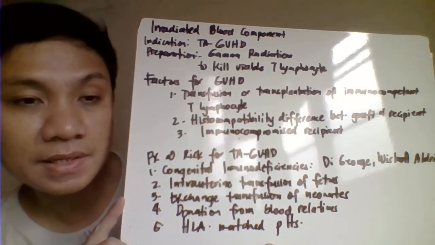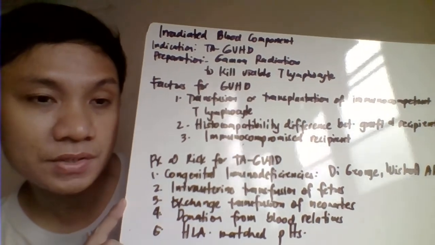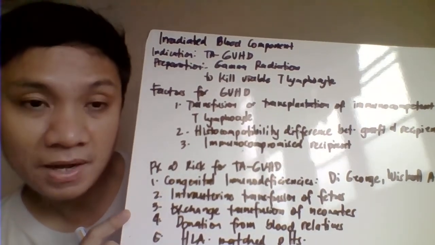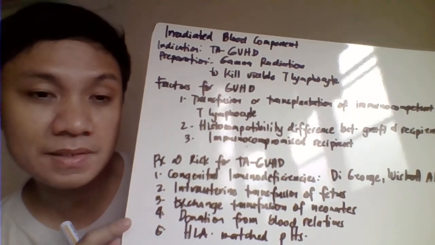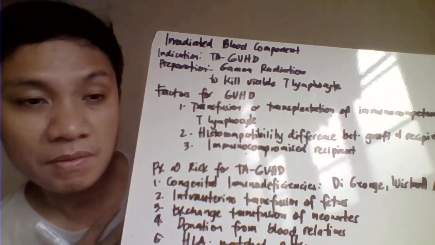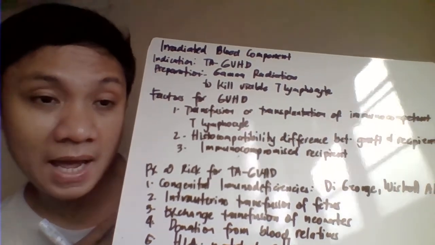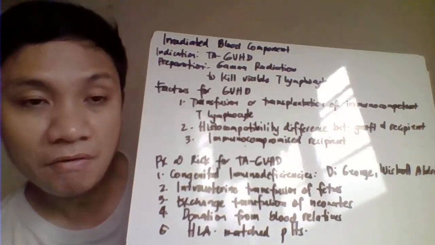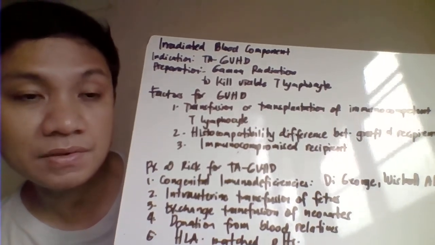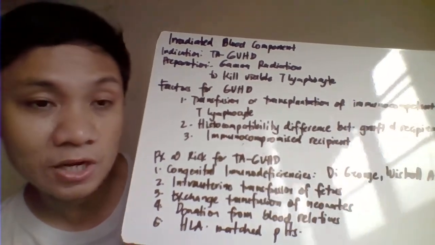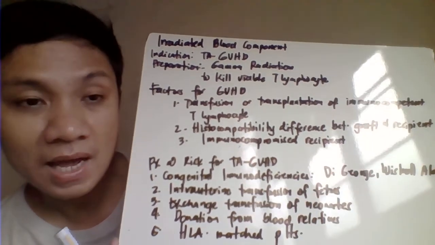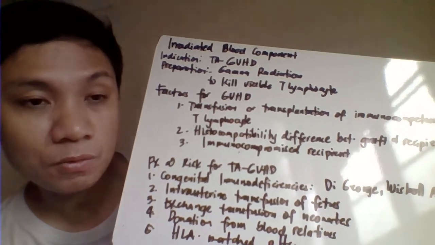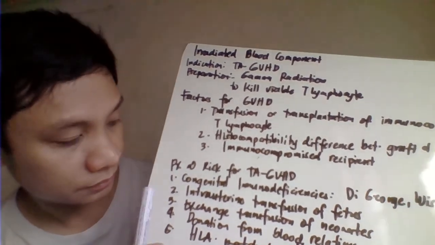Okay, we have here the patients at risk for the development of transfusion-associated graft versus host disease. Number one, immunocompromised. Again, if the patient is immunocompromised, the patient's immune system does not kill the immunocompetent T lymphocytes coming from the donor. And therefore, it just allows the immunocompetent T lymphocytes to proliferate in the recipient's circulation, and that is responsible for the destruction of the patient's own tissue or even the patient's own blood.